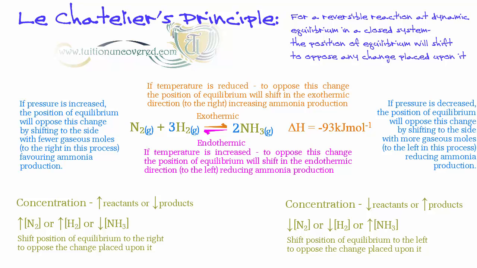Have a think about your own explanations and see if your words were similar to what I was trying to explain here. My approach is very simply to talk about what we've done. The pressure's gone up, the temperature's gone down, whichever one we're referring to, what the position of equilibrium wants to do. It wants to shift to the side with fewer gaseous moles, more gaseous moles, exothermic direction, endothermic direction, and then look at your example in the exam question. Is it going to the right or to the left? Is it maximizing or reducing whatever you're producing?